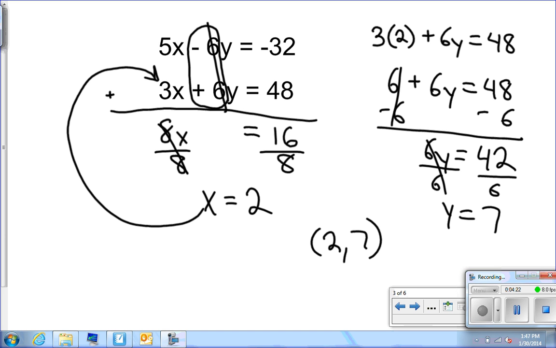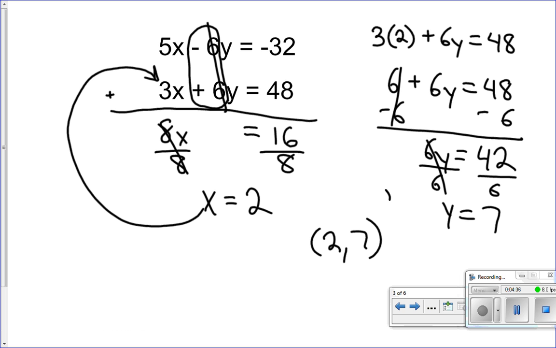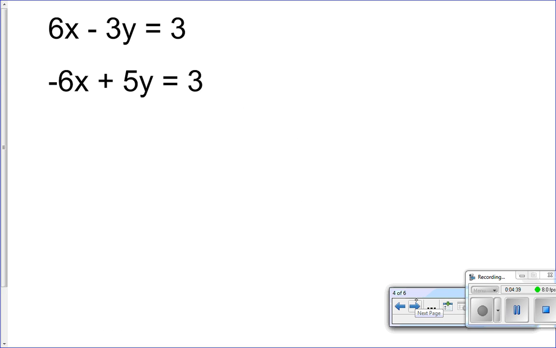And I can double check that by plugging them into my two equations. If I plug in 2 for x and 7 for y, I get 10 minus 42, and that does equal negative 32. Over here I get 6 plus 42, and that does equal 48. So my solution is 2, 7. All right, try this next one on your own. Pause the video if you need to.